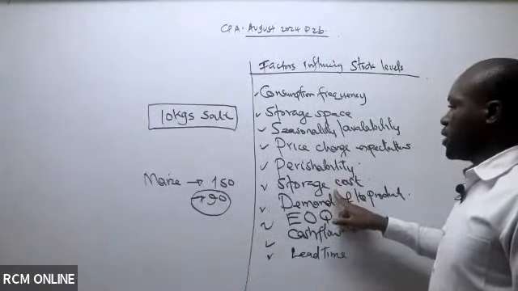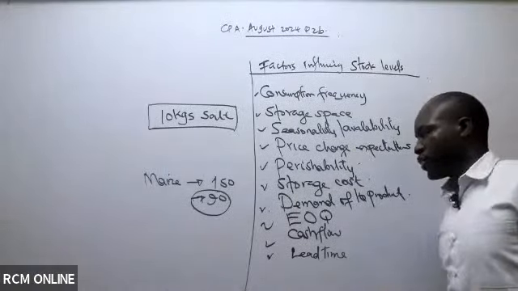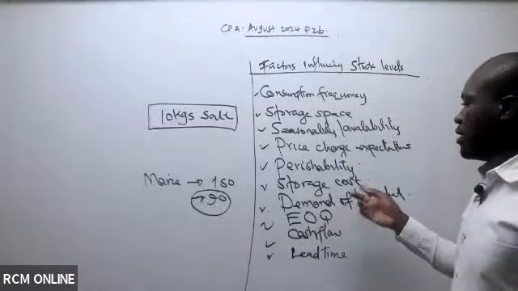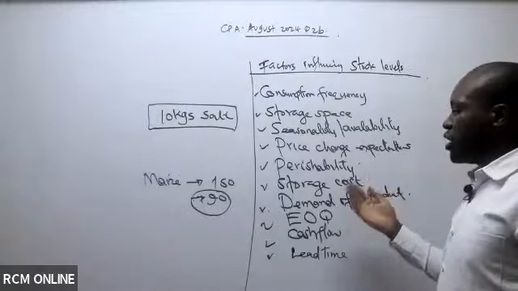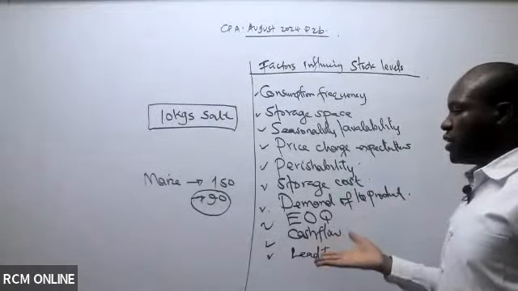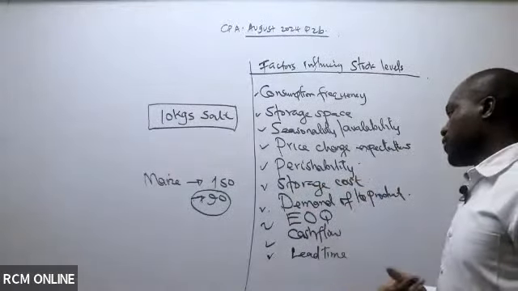Storage cost. There are goods that require regulated temperature, which I've mentioned. So to deal with that, I need to look at the sufficient or adequate quantity to meet what I need, not having excess, which will be stored and of course will be increasing storage cost.